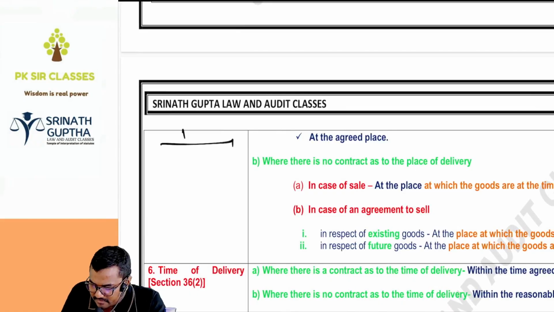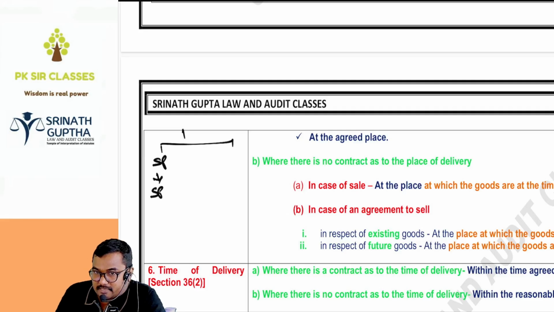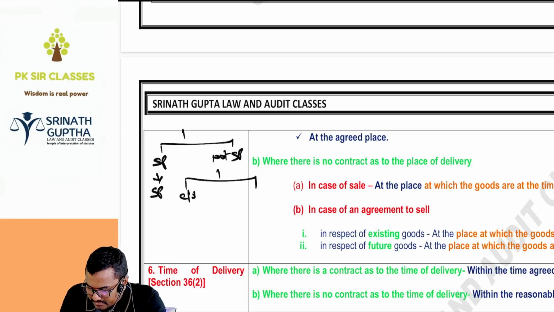If the place of delivery is specified, we have to deliver the goods only at the specified place. If the place is not specified, it is two types: in case of contract of sale, and in case of agreement to sell. In case of contract of sale, the place of delivery will be the place at which the goods are at the time of contract of sale.